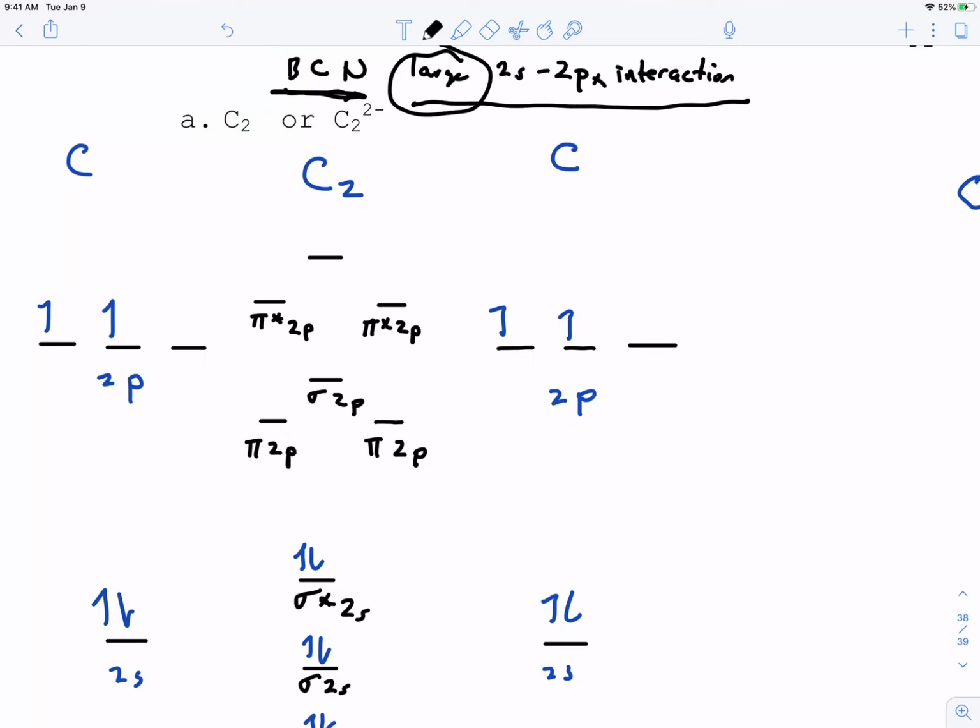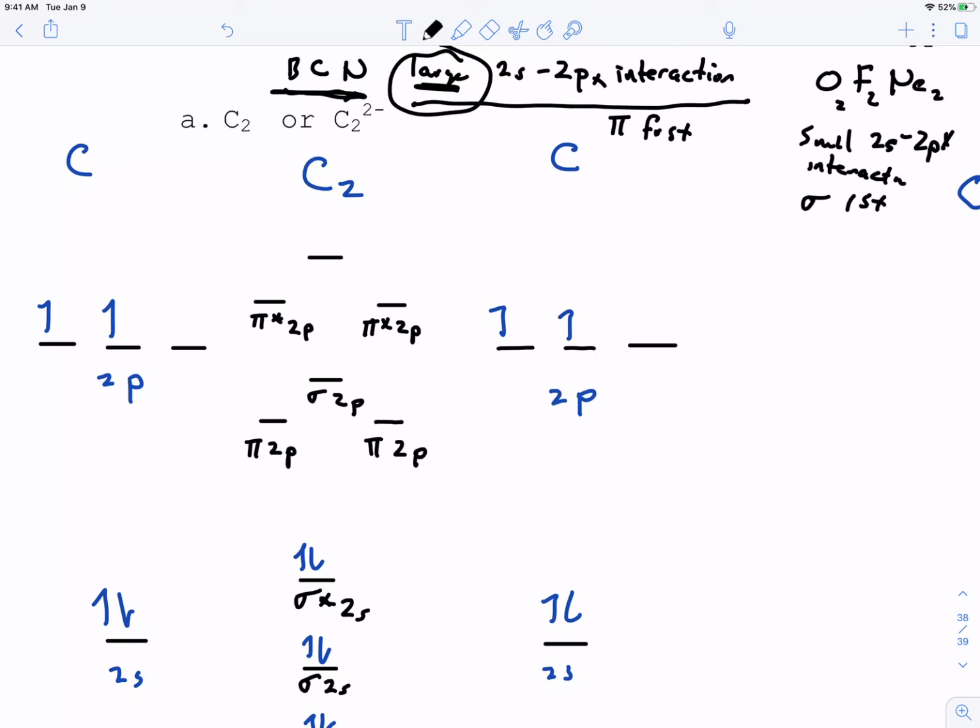So this is the tricky part, and you have to correlate that with the fact that we have a large 2s 2px interaction. If we were doing oxygen and fluorine and neon, that is a small 2s 2px interaction. So sigma comes first. With a large interaction, pi first. So got to remember that.